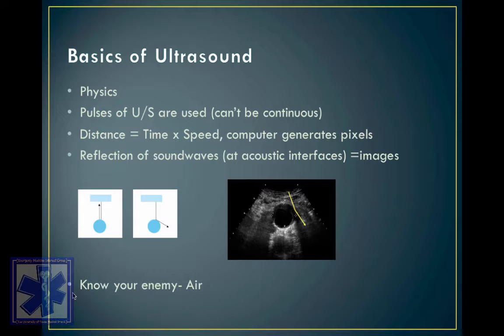Key is to know your enemy, which is generally air. So that's why every time we lay a probe on someone, you should have a nice conducting gel layer right there to decrease the amount of air between you, your patient, and the probe. Also, air inside the bowels will kill pretty much anything you want to see. So a lot of times it's about being patient, waiting for the air in the bowels to peristalse through, or gently maneuvering the patient around, trying to reposition them so the bowels fall out of the way. That way you can see what you're interested in seeing. But air in general is your enemy.